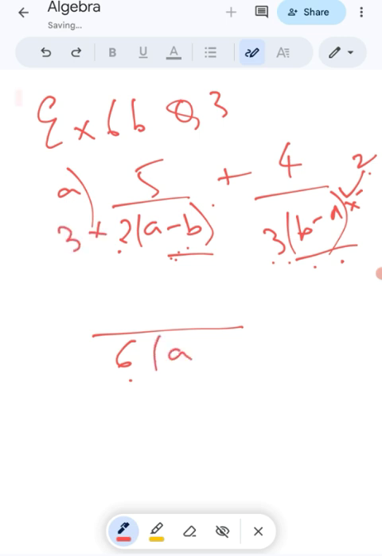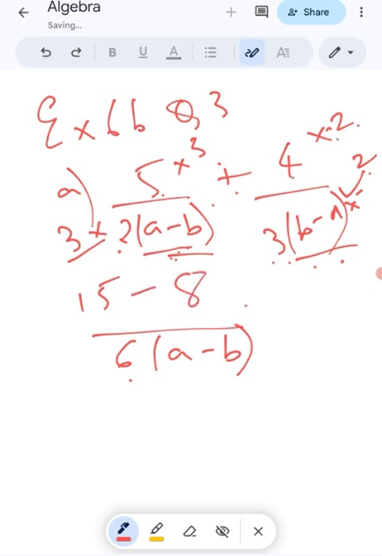6 into A minus B, because our goal was to make A minus B. Fine. Now whatever is going to be multiplied in the denominator will be multiplied in the numerator as well. So 5 into 3 makes a 15, right? And this side had to be multiplied with a minus as well. So plus minus makes a minus. 4 into 2 makes an 8. So 15 minus 8 is going to be 7 upon 6 A minus B.